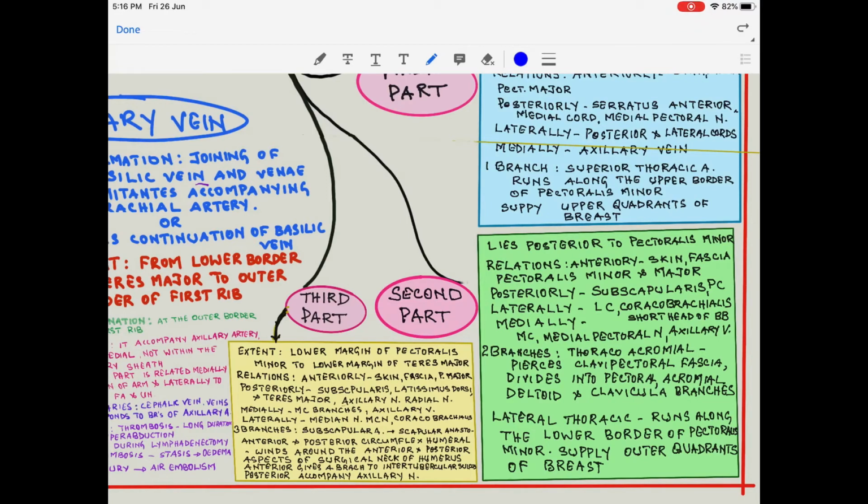Now the second branch, that is the lateral thoracic artery. It runs along the lower border of pectoralis minor and supplies the outer quadrants of the breast.